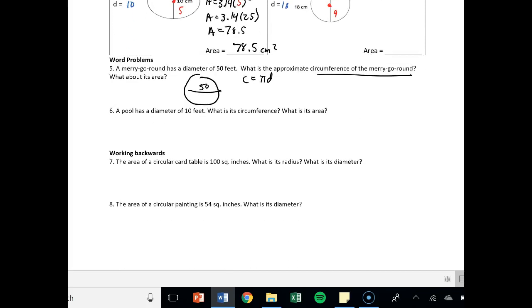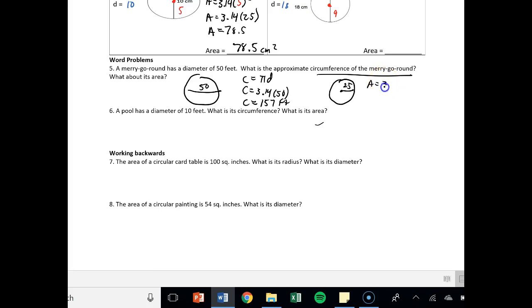So hopefully when you were doing this problem here, you got the circumference of this problem to be 3.14 times 50, which gave you 157 feet, right? Now, when I'm doing the area of this problem, I don't need the diameter, I just need half of it, which would be 25, right? Half of 50 is 25.